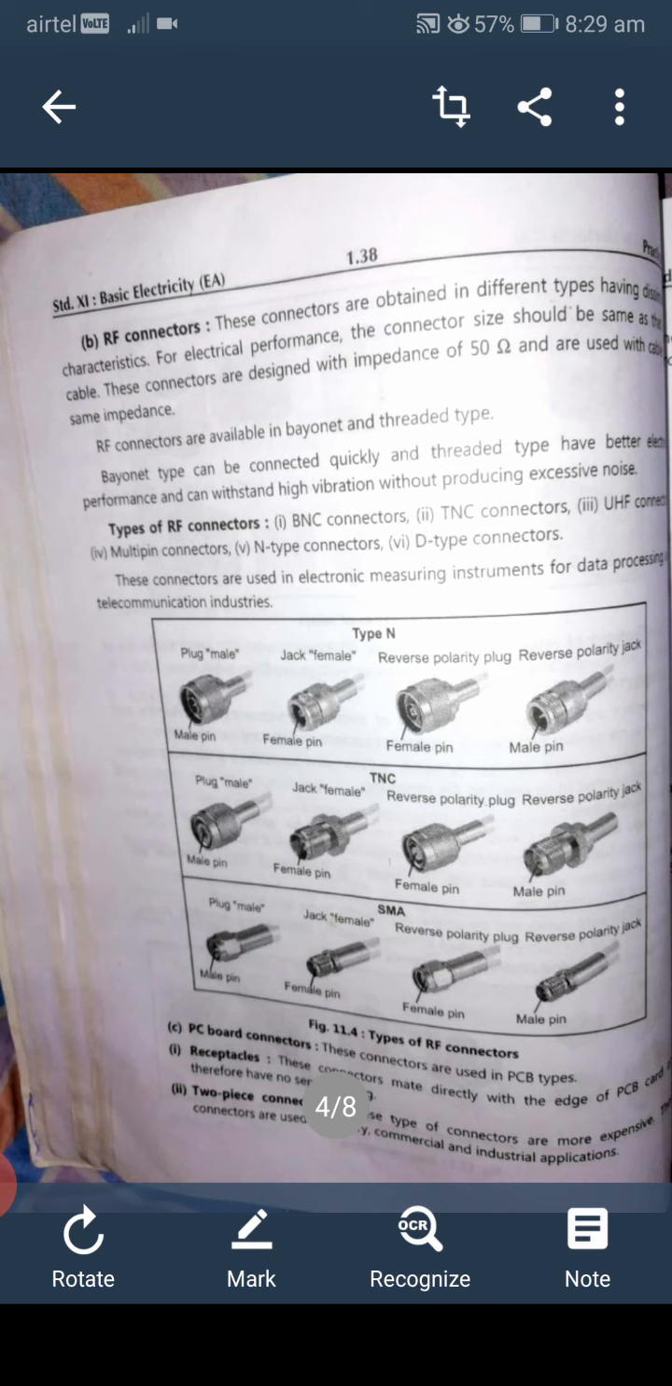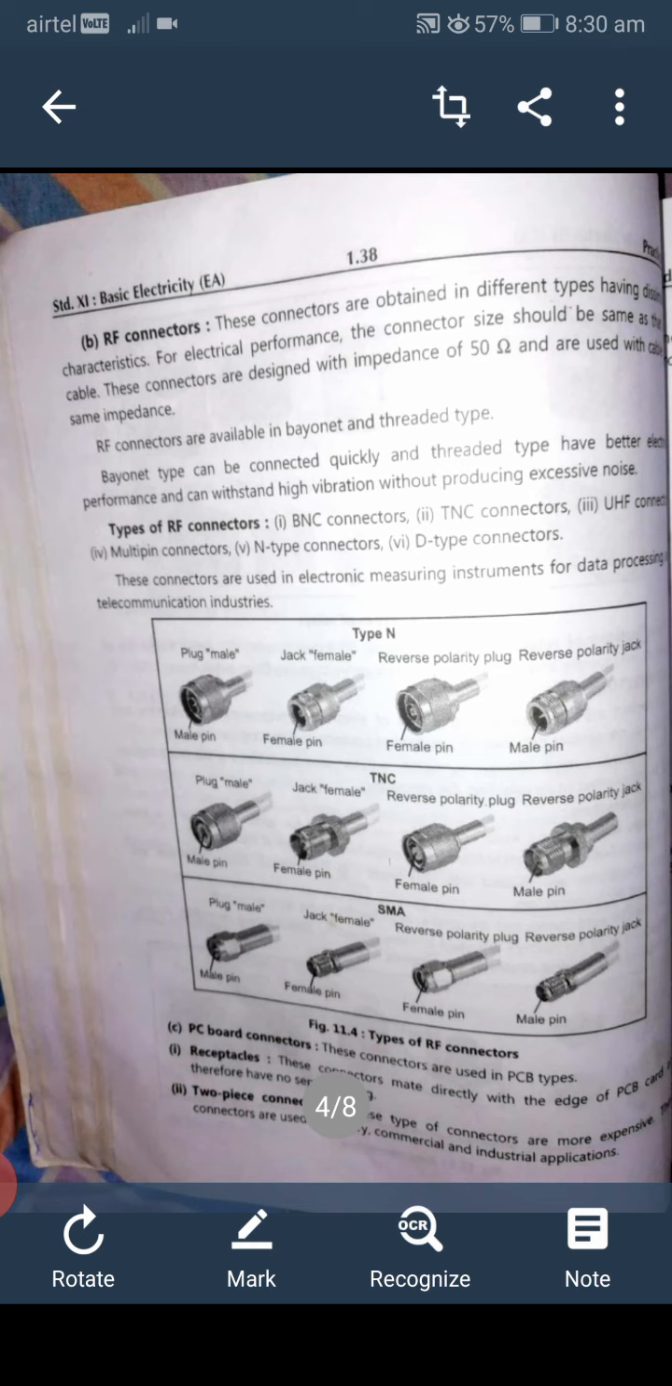RF connectors are available in bayonet and threaded types. Bayonet type can be connected quickly, and threaded type has better electrical performance and can withstand vibration without producing excessive noise.